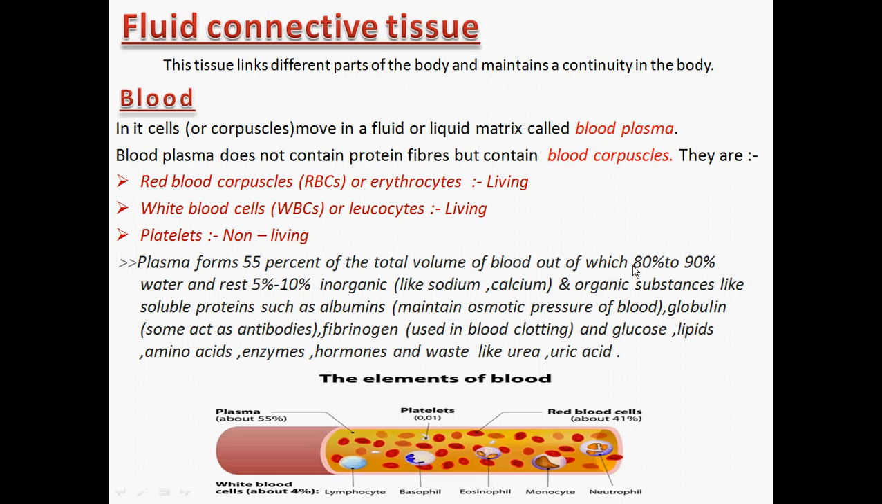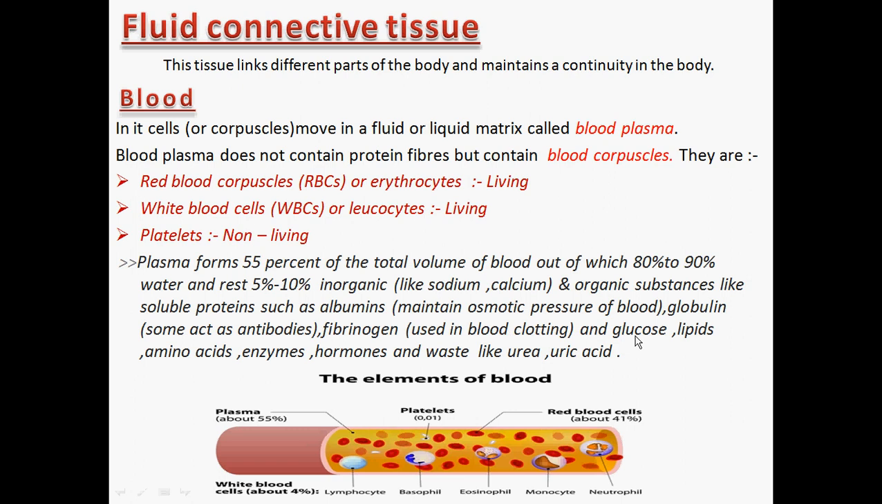So the plasma, which is a liquid matrix in the blood, is 55%, and the composition is 80% to 90% water, and the rest, 5% to 10%, is inorganic substances like sodium, calcium, potassium, nitrogen, and organic substances like soluble proteins such as albumins. Albumin is a soluble protein which maintains the osmotic pressure of the blood. Globulin acts as antibodies, and fibrinogen is used for clotting.